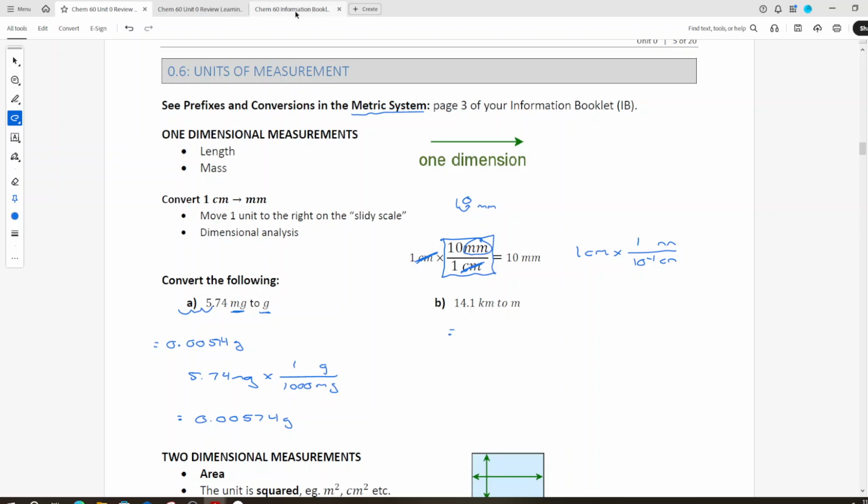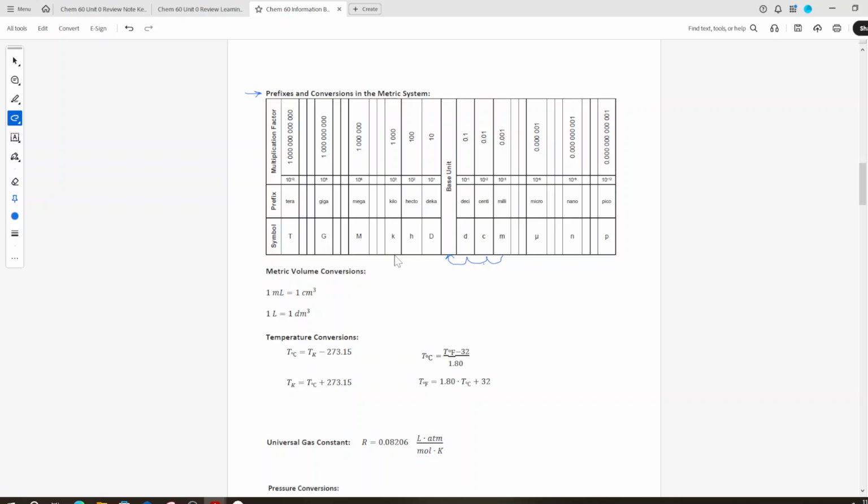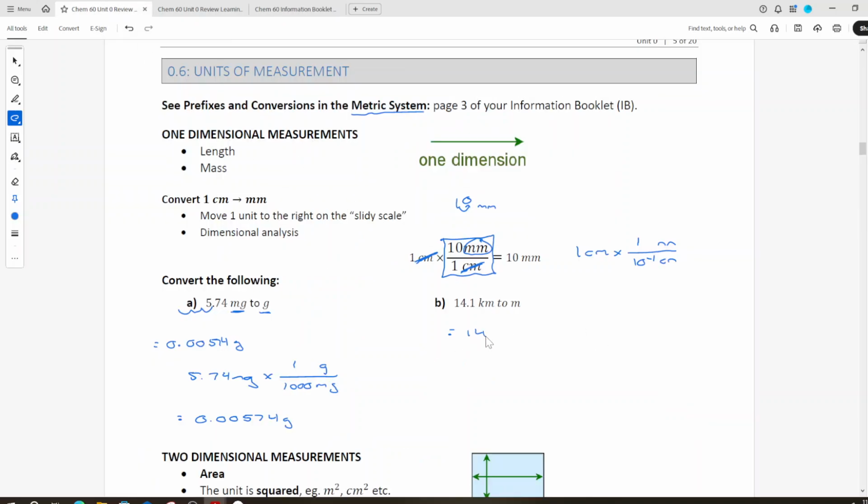So in B, I can either use my slidey scale. I'm going from kilometers into meters. So 1, 2, 3 to the right. Or I know that 14.1 kilometers, if I wanted to convert into meters, I know my conversion is that 1 kilometer is 1,000 meters. So I would be taking this and timesing it by 1,000, and that would also give me 14,100 meters.